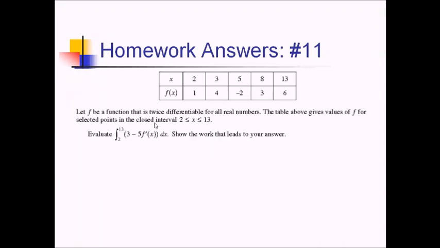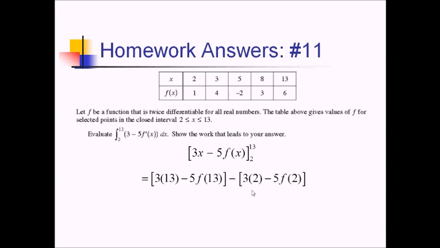For this problem, f is some function whose table of values is given above here, at least some of the values. We want to evaluate the integral from 2 to 13 of this stuff here, 3 minus 5 f prime of x dx. So we're just going to use our integral evaluation theorem on this one, the FTC. Let's take our antiderivative first. So this 3 becomes a 3x minus, this will just be 5f of x, all of that integrated from 2 to 13. And now we've got all this stuff with 13 plugged in minus all this stuff with 2 plugged in.